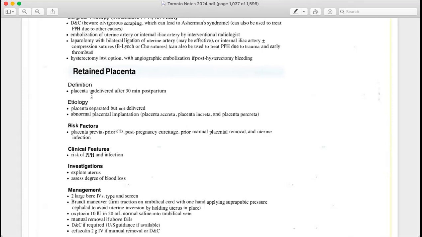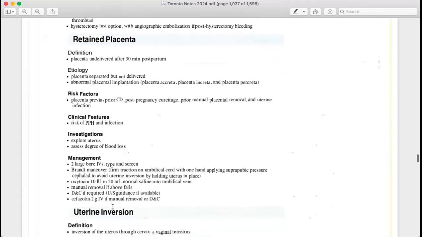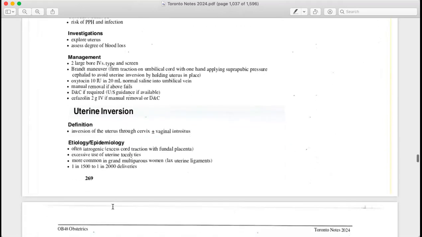Don't miss RhoGAM, because if this is a retained product of placenta or postpartum hemorrhage, in those conditions she might need more RhoGAM than the usual one she's already getting. Okay. Then oxytocin you are going to give in the umbilical cord, to stop the bleeding. Then if manual removal fails, you are going to put your hand in and remove it, then dilatation and curettage, and then cefazolin.